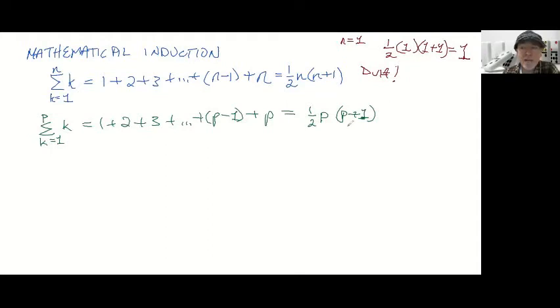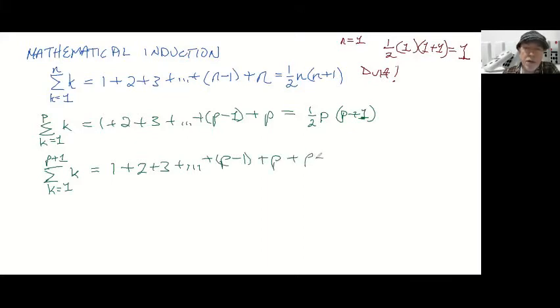So if this is the case, then that means that the number following p, which is p plus 1, one more than p, is going to be equal to 1 plus 2 plus 3. I mean, this is just the definition. I'm just expanding out this sigma notation. Plus p minus 1 plus p plus p plus 1.